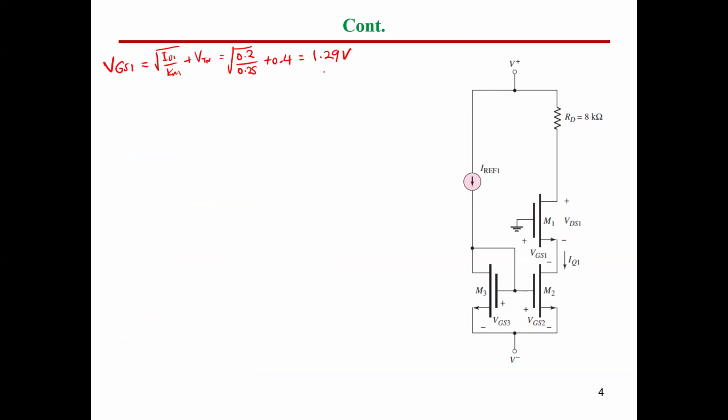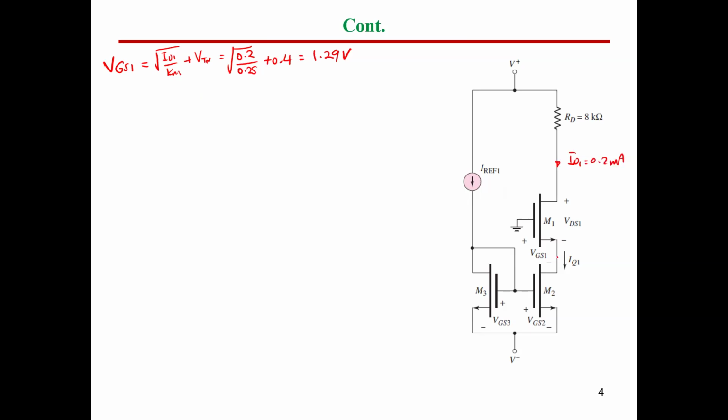So we now got VGS1 by means of ID. So we know that ID1 equals 0.2 milliampere after the comparison between the two branches. And based on the current relation in the saturation region, we found out that VGS equals 1.29. This is based on the assumption of the saturation region. So let's continue based on that assumption and see.